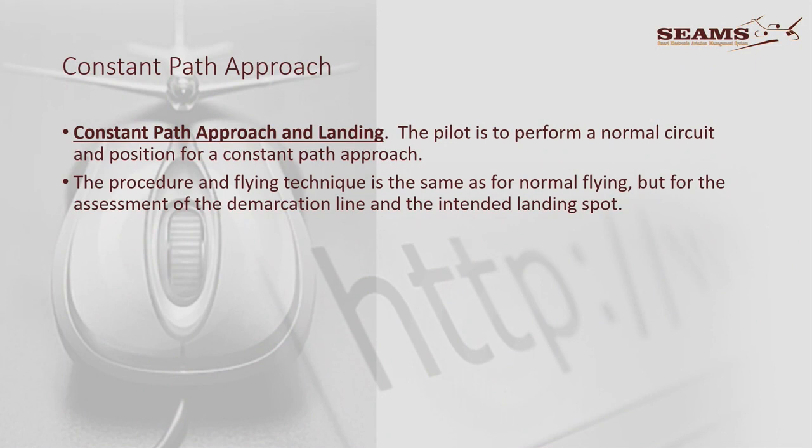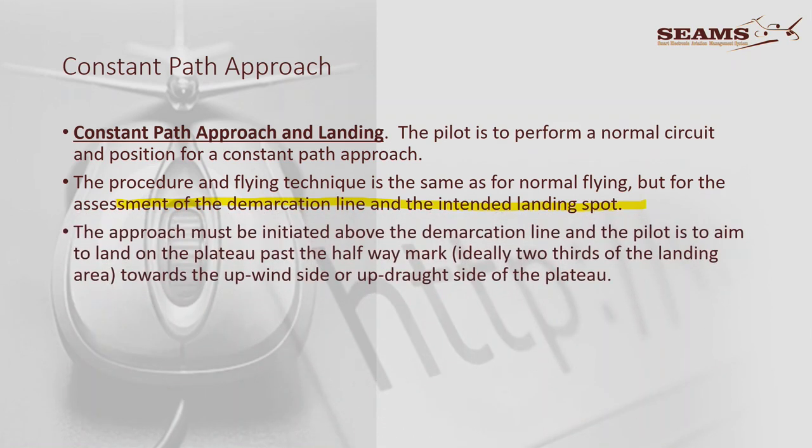The procedures and flying techniques are the same as for normal flying, but for the assessment of the demarcation line and the intended spot of landing. That's an important part, because you still have to fly a circuit and see what it is. An approach must be initiated above the demarcation line. The pilot is to aim to land on the plateau, past the halfway, about 2/3 in the landing, towards the upwind side or the updraft side of the plateau.